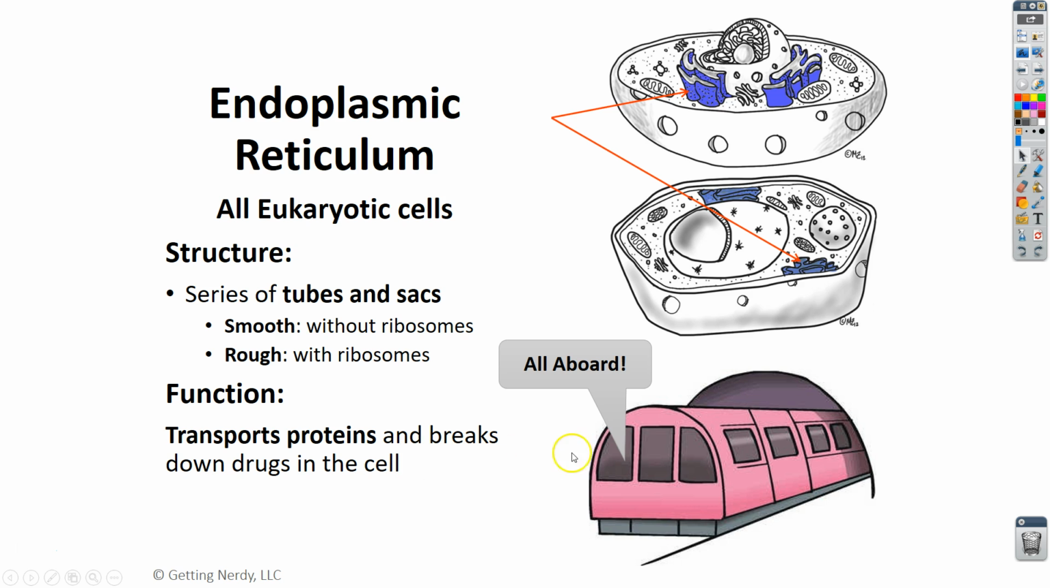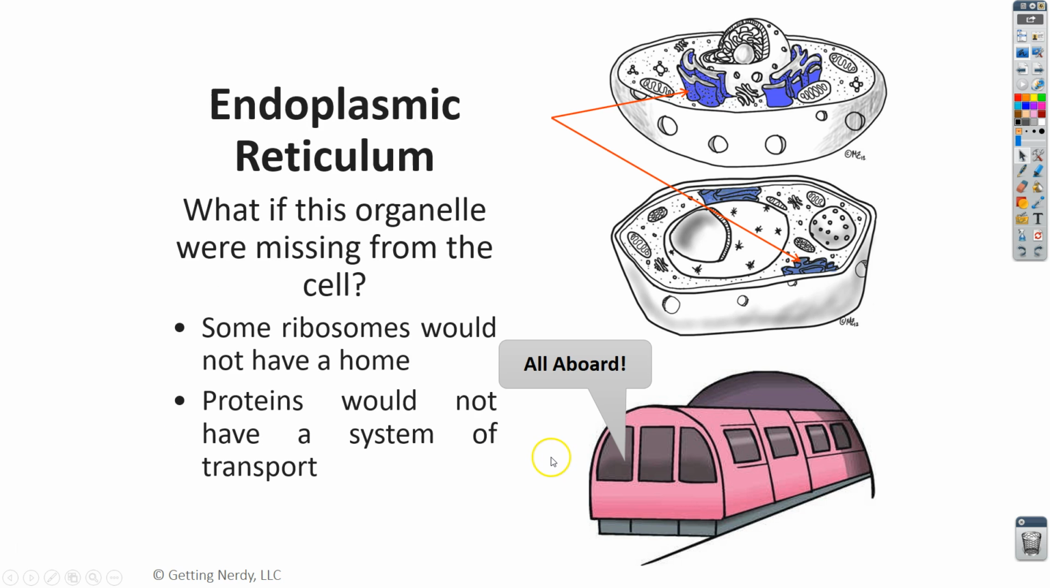If you need something to draw, you could draw maybe a subway train or a train of some sort, and that would be a good representation of endoplasmic reticulum. Then you might have a bunch of people on the inside creating something. And that would be the ribosomes if you needed that. And some trains are empty, so that would be like the smooth endoplasmic reticulum. If this was missing, some of the ribosomes would not have a home, and the proteins would not have a system in which they can transport items.